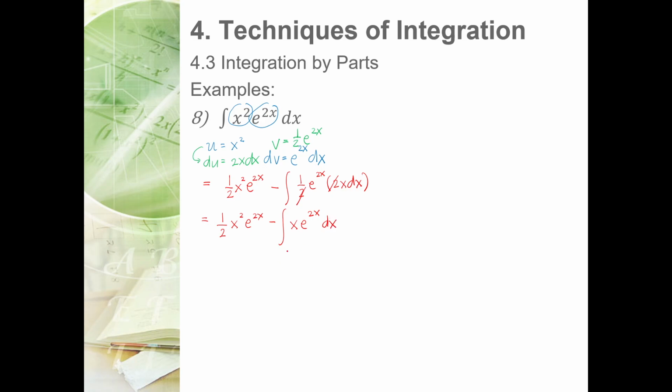Again, notice that the remaining integral is still a product of two different functions. So we're still going to have to use integration by parts again. So let u be the x variable because that's the simple variable, and then dv is equal to e to the power of 2x dx.